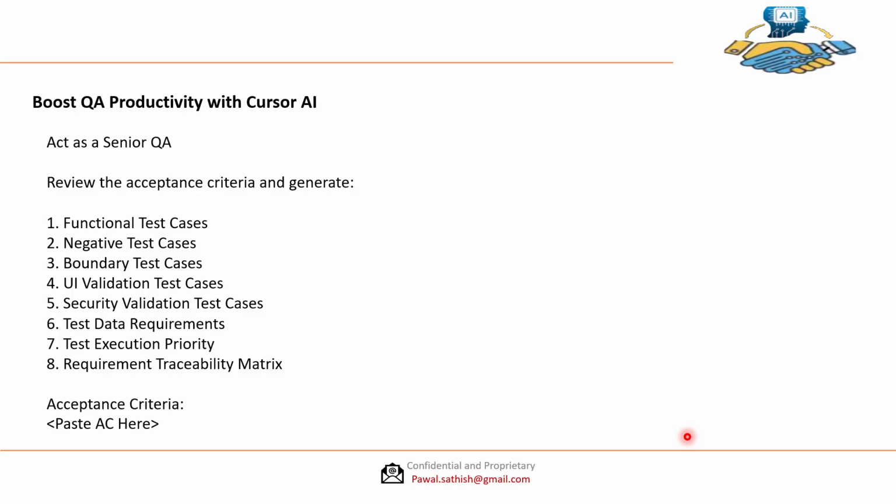If you want it more granular, then we'll give the prompt like: act as a senior QA, review the acceptance criteria, and generate functional test cases, negative boundary test cases, and UI validation with security. And we need to paste the acceptance criteria below. Here, as per our sprint commitment, we need to identify the test cases.